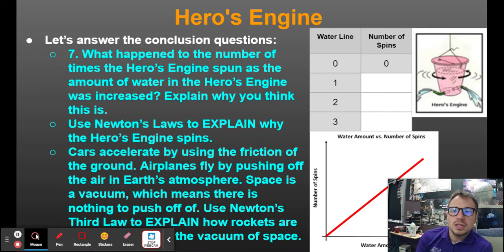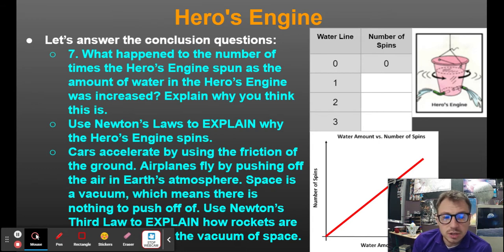Essentially what happens is the more water you put into it, the longer the force is applied to the Hero's engine, and it would spin more. So it spins because of Newton's third law, because as the straw pushes that water out, the water pushes right back on the Hero's engine.